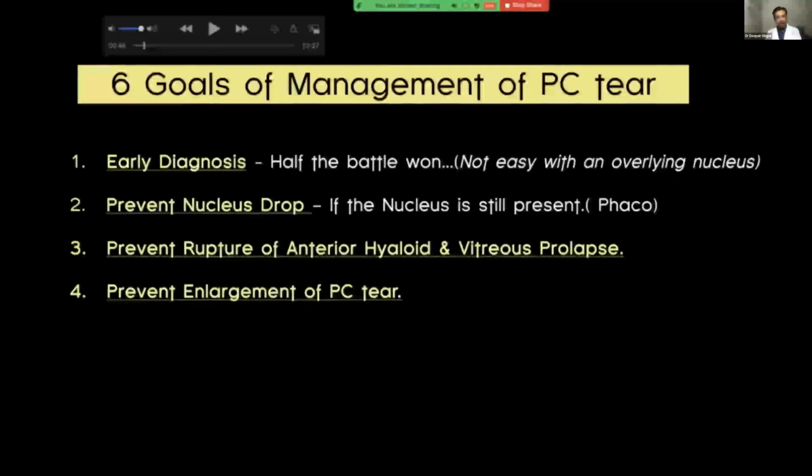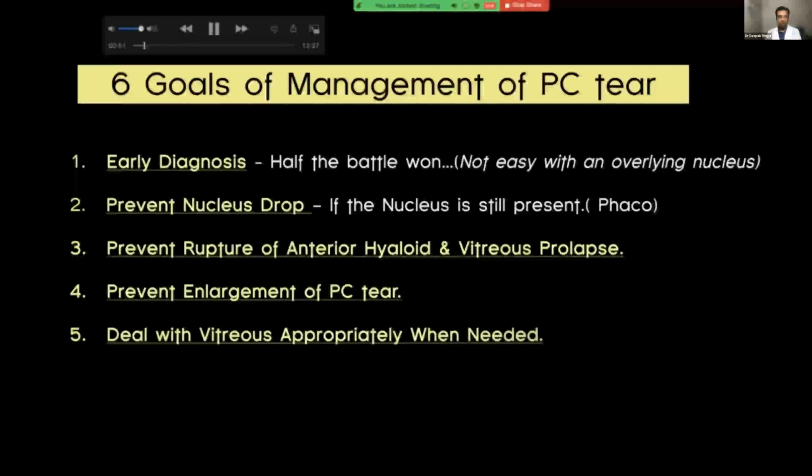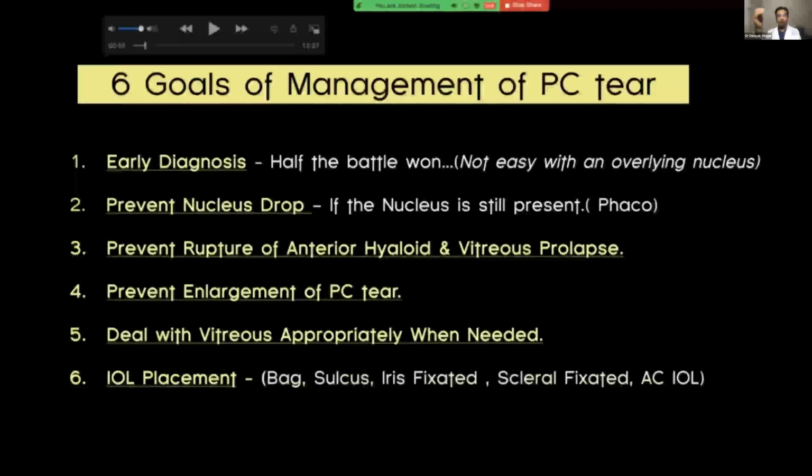And again, if you can diagnose early and take adequate measures, we can prevent enlargement of the posterior capsular tear. If you can prevent enlargement of the posterior capsular tear, we have an opportunity to place the lens in the bag itself, without altering much of any technique. And of course, if vitreous is already prolapsed, then it needs to be dealt with appropriately. And finally, if we have followed all the 5 steps meticulously, we still have an opportunity to place the lens in the bag. In the worst case scenario, we can fix it in the sulcus.